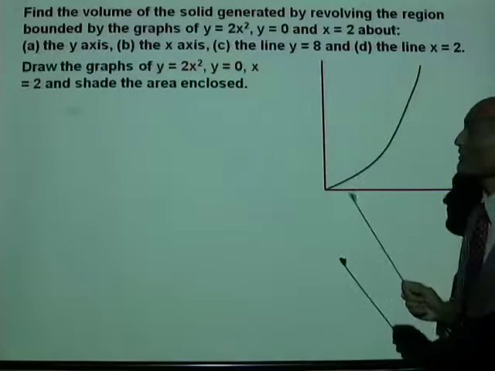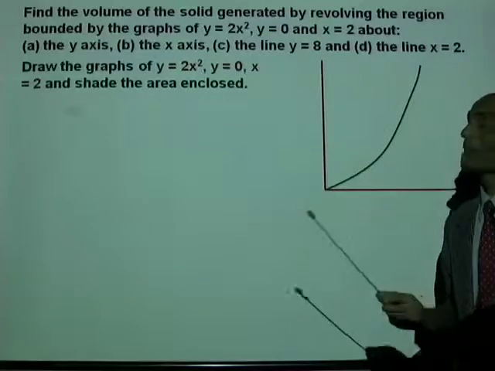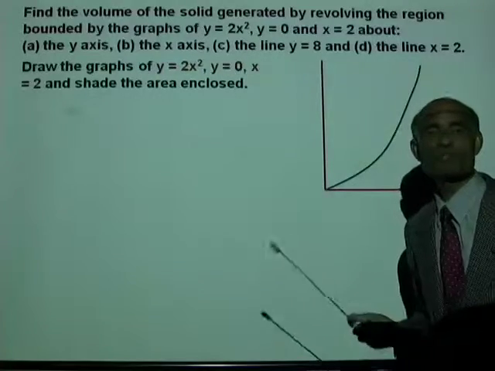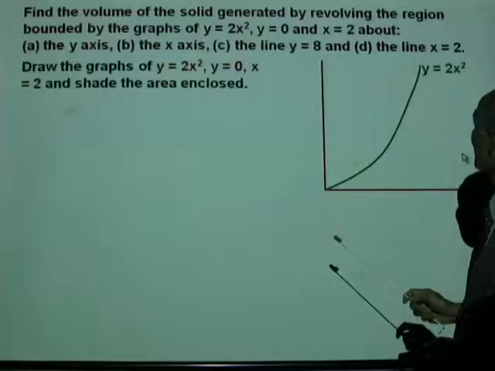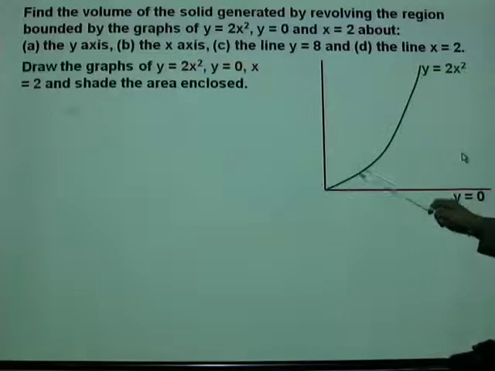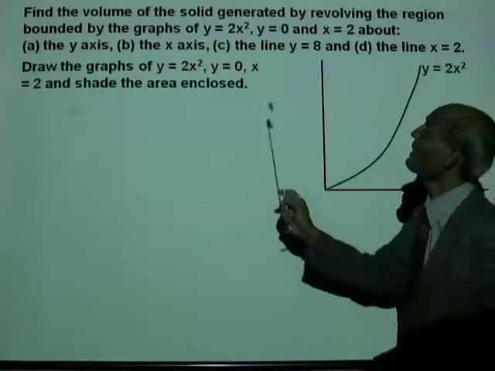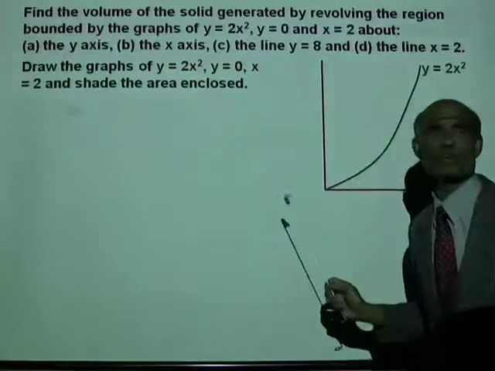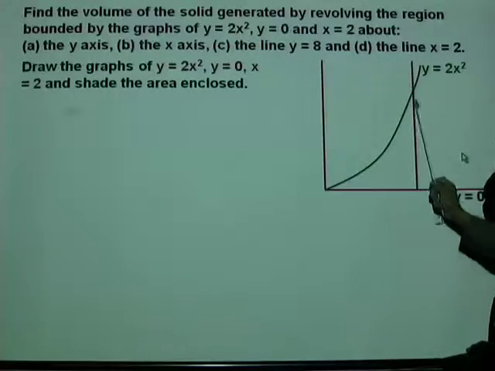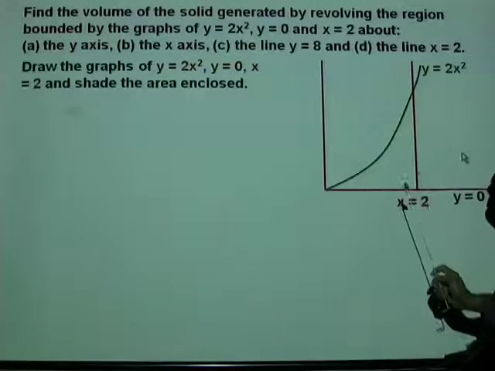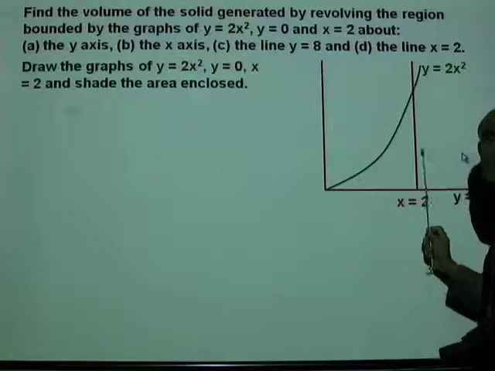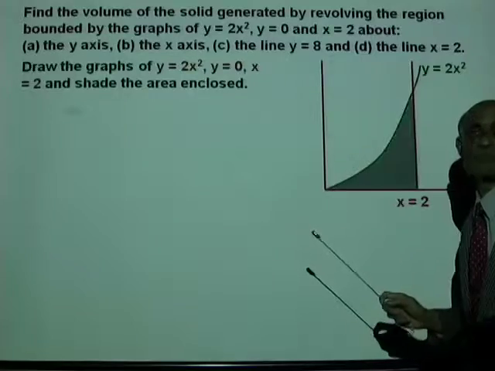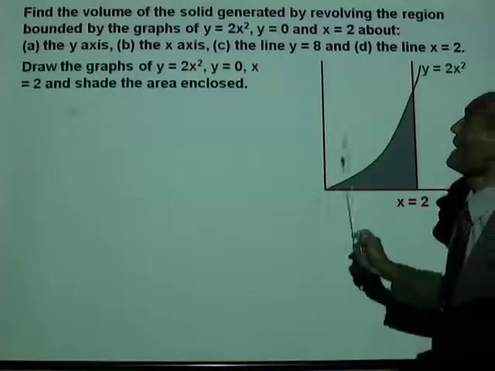That's right. This is the graph of y equal to 2x squared. Where is y equal to 0? Y equal to 0 is the x-axis. That's right. So this is y equal to 2x squared, this is y equal to 0, and what else? X equal to 2. What is the graph of x equal to 2? There you go. That's x equal to 2. And the area enclosed by these 3 graphs is this area. There you go.